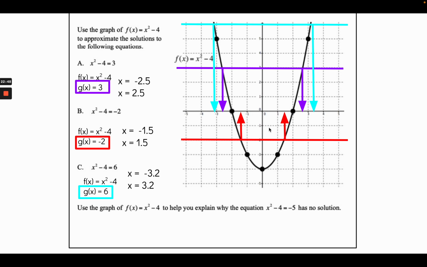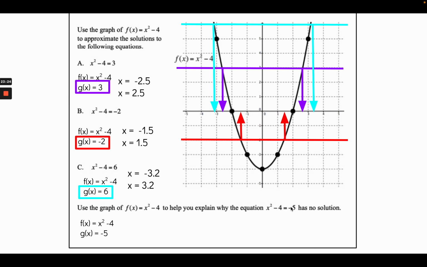Okay, the last thing that we're going to talk about today is this last part on the bottom of our third graphic organizer that says use the graph of f of x equals x squared minus 4, which is this parabola, to help explain why the equation x squared minus 4 equals -5 has no solution. So let's take this equation and let's split it. Let's split it into an f of x on the left and a g of x on the right. So I'm going to have f of x equals x squared minus 4 and g of x equals -5.